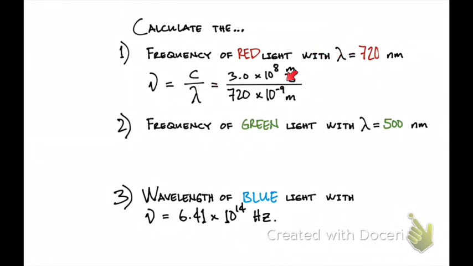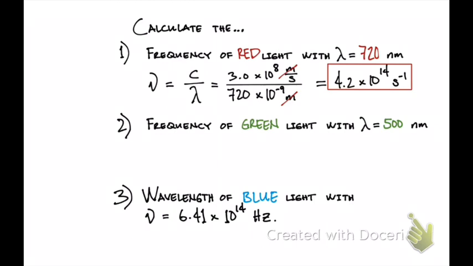But remember that you can't just plug in 720 nanometers here. You have to convert nanometers to meters first. And the easiest way to do that is to just multiply this by the numerical equivalence of the prefix nano, which is times 10 to the negative 9th power. Right? So you can just plug that in here. So 720 times 10 to the negative 9th meter. Plug this into your calculator and you'll get 4.2 times 10 to the 14th inverse second. So that's the frequency of red light with that specific wavelength.